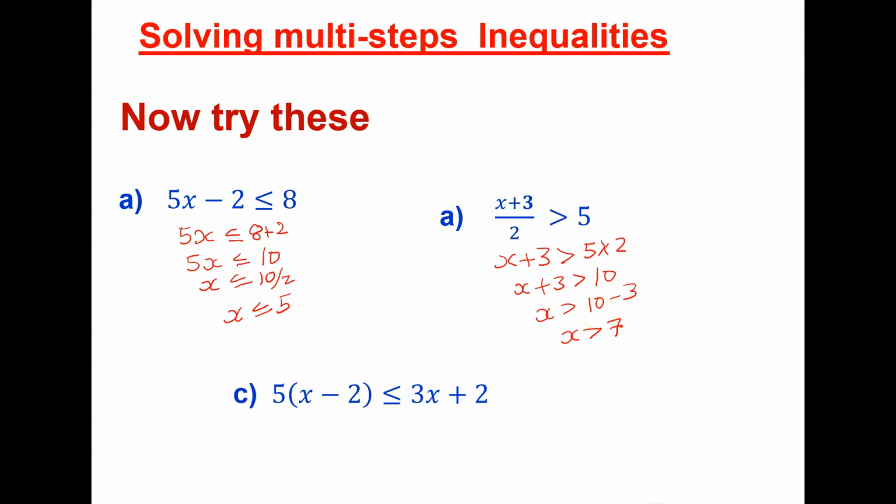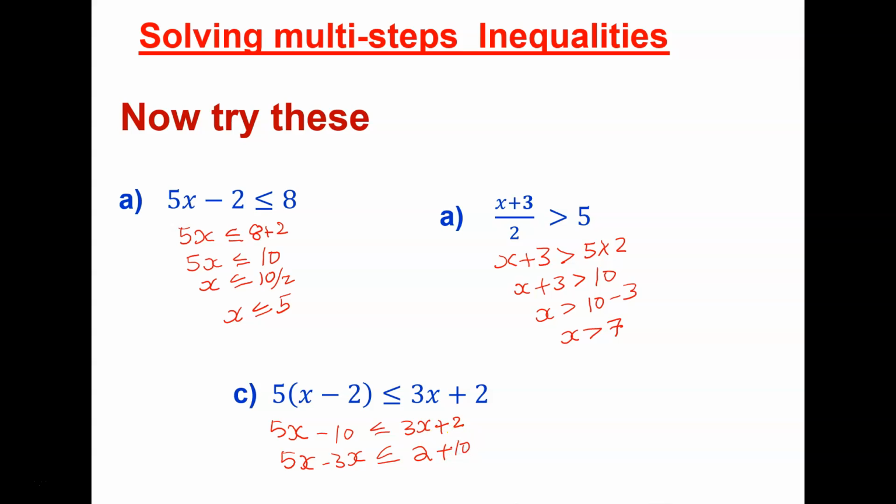But here we have a long inequality. But let's do it step by step. First things first, let's expand the brackets to start with. That gives you 5x minus 10 is less than or equal to 3x plus 2. Now we have an inequality with unknowns on both sides, so we have a variable on both sides. Which one is more, 5x or 3x? 5x is more. So let's get 3x to where we have the most. That's 5x take away 3x is less than or equal to 2 plus 10.